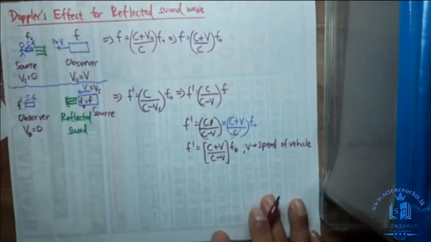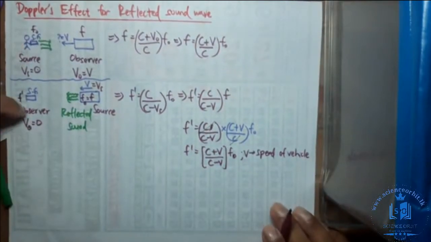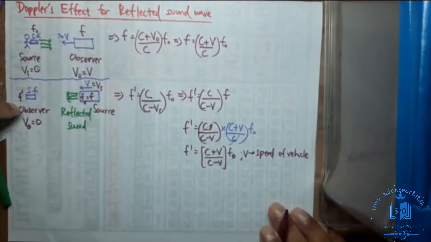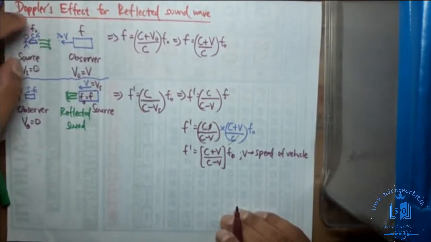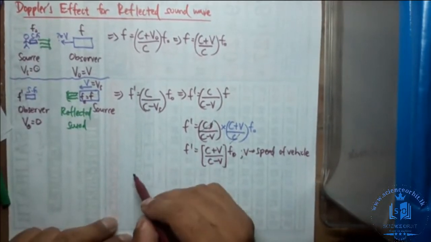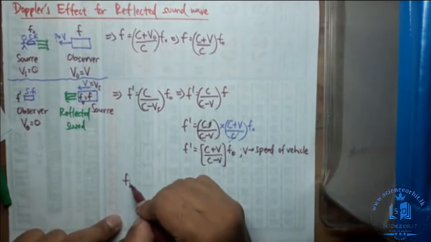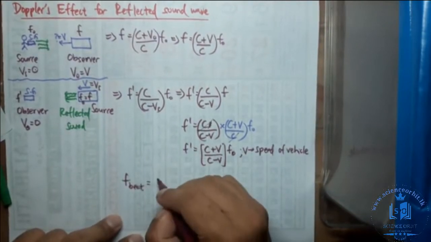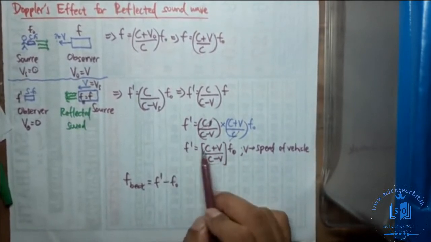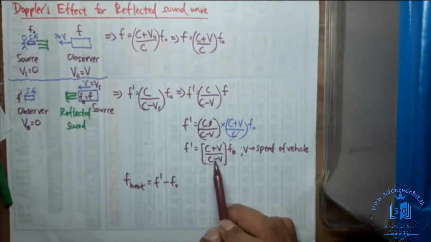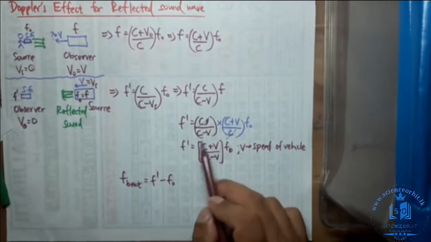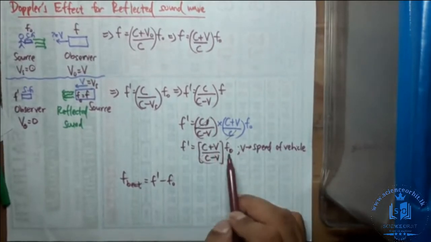Right. Now, the speed gun has two frequencies around it. One is F dash, the frequency of the reflected sound it receives, and F naught is the original frequency of the sound emitted from the speed gun. So there will be a beat frequency, F beat, and that will be equal to F dash minus F naught. Look at this value, F dash equals C plus V over C minus V. C minus V is a smaller value, C plus V is a larger value, and that is multiplied by F naught. So this value is greater than 1, so F dash will definitely be greater than F naught.